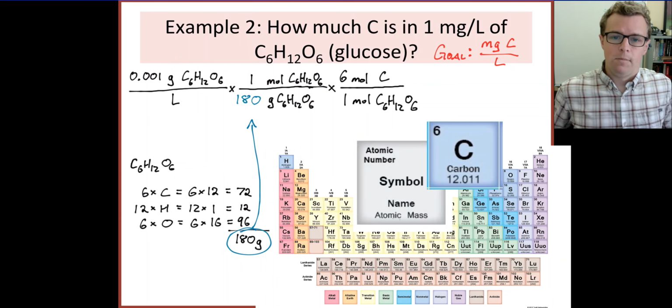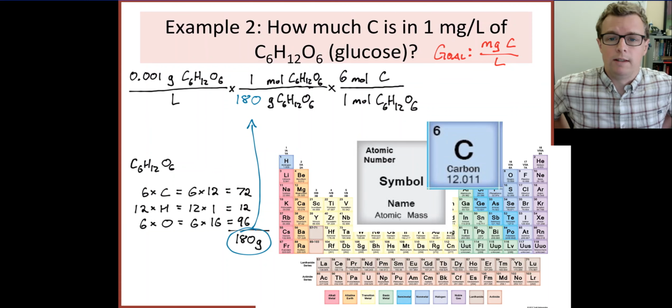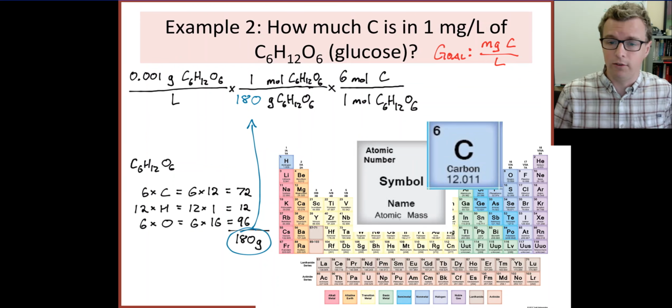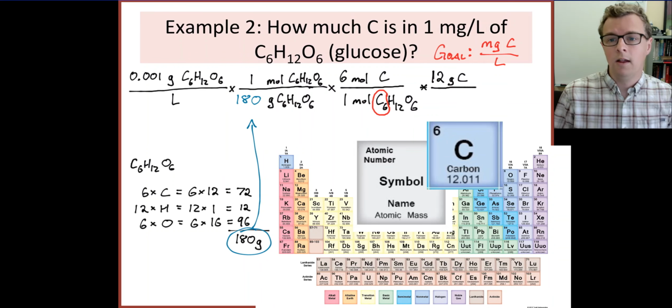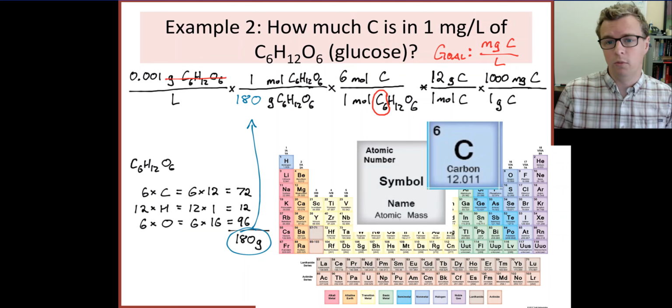Now we want to go from glucose itself to moles of carbon within it. And so 1 mole of glucose contains 6 moles of carbon. And you can see that because in the molecular notation you've got a C with a subscript of a 6. So it's a 6-to-1 ratio, 6 carbons to 1 glucose. We can then convert those moles of carbon back into grams of carbon and convert those grams of carbon into milligrams of carbon.